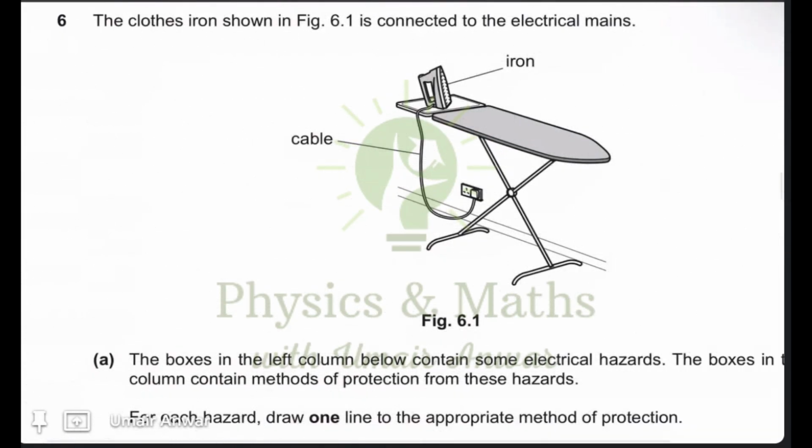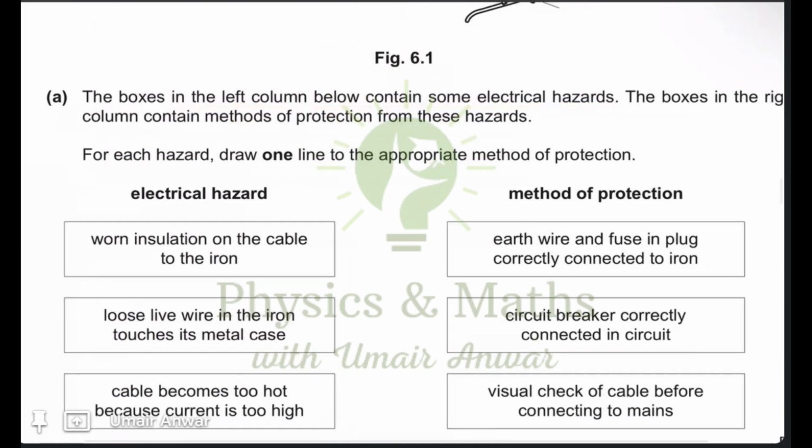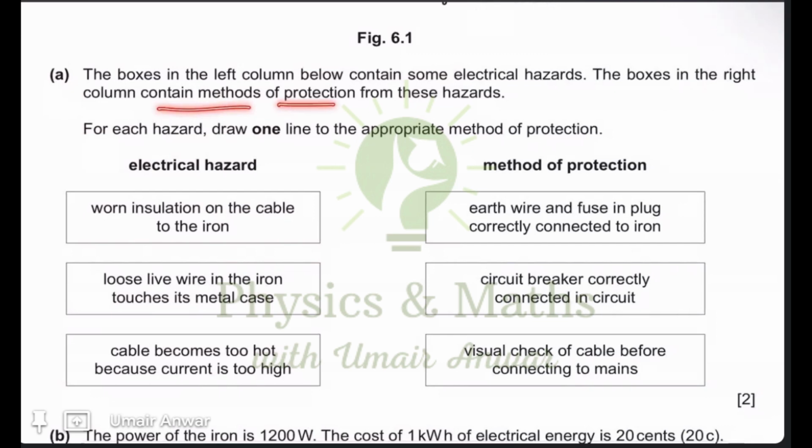The next question, it is related to the practical uses of electricity. It says the clothes iron shown in figure is connected to the electrical mains. So this is how it is connected to electrical mains. The boxes in the left column below contain some electrical hazards. The boxes in the right column contain methods of protection from these hazards. For each hazard, draw one line to the appropriate method of protection.